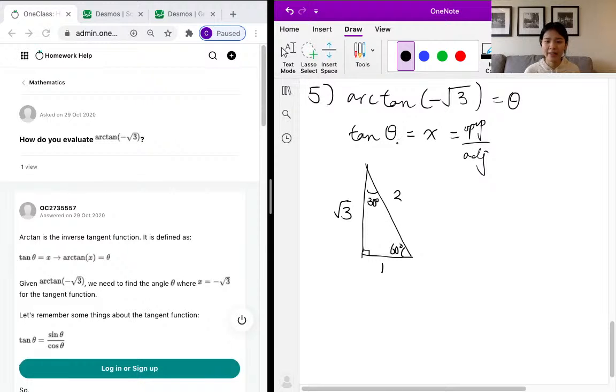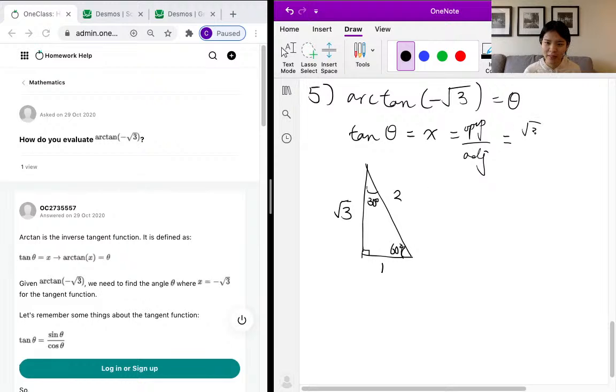As in the value of the tangent of an angle is equal to the opposite side to the angle over the adjacent side to the angle. So in this case, which angle's opposite side over adjacent side had something to do with root 3? Obviously, it's the angle 60 degrees because the opposite side to 60 degrees is root 3.